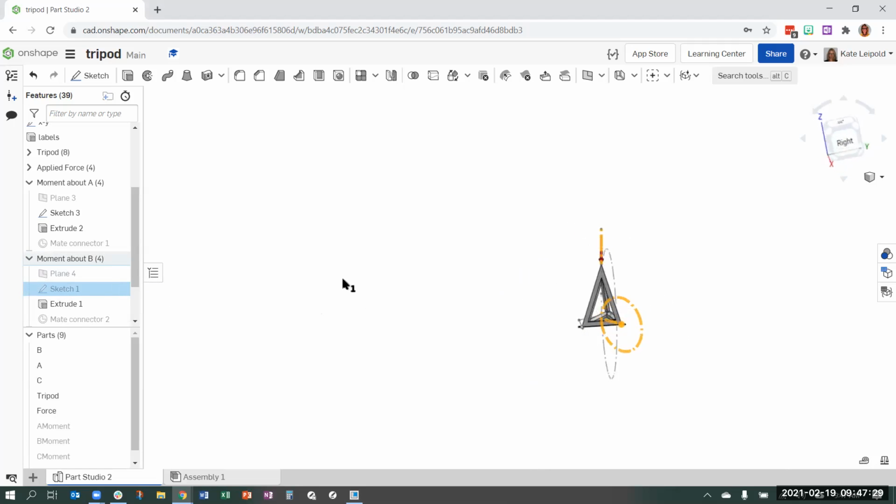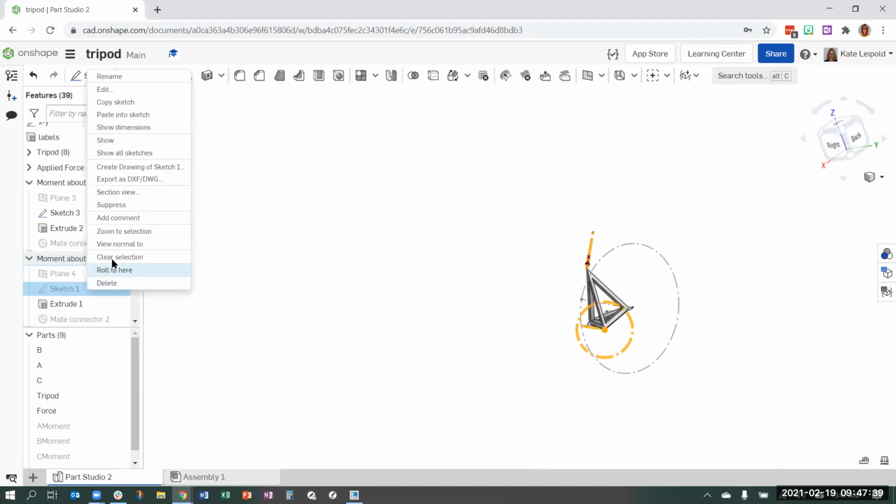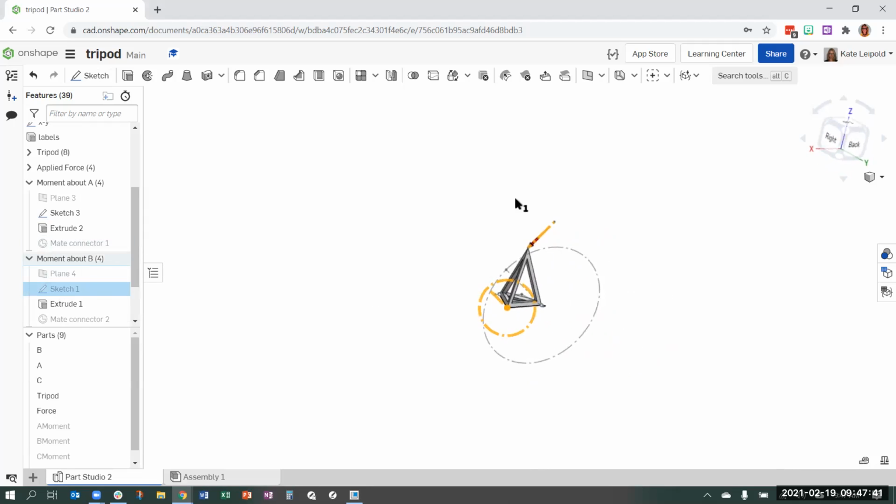If I take a quick look at the rotation around point B, it's much smaller, because the perpendicular distance from the force to point B is much lower. So this diameter is the visualization of the moment, viewed normal to that one. So the rotation around point B is going to be significantly less than the rotation around point A because of that shorter perpendicular distance.